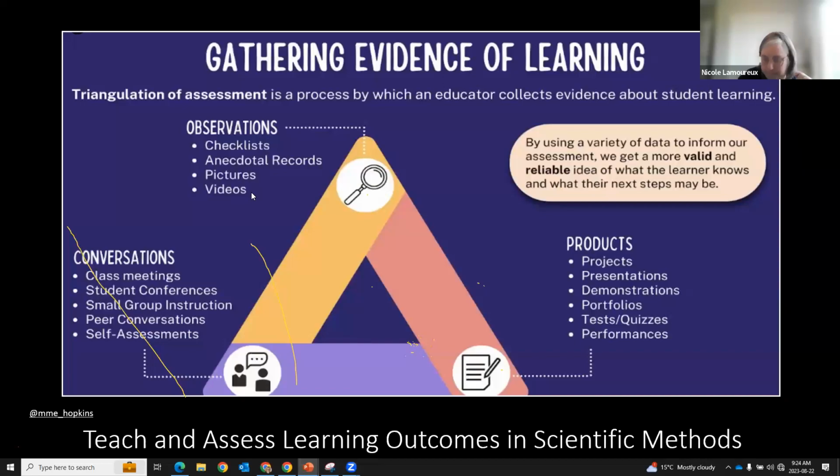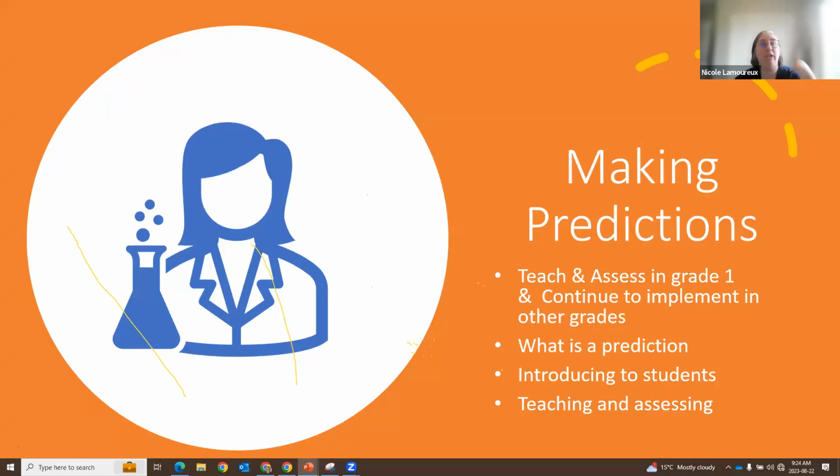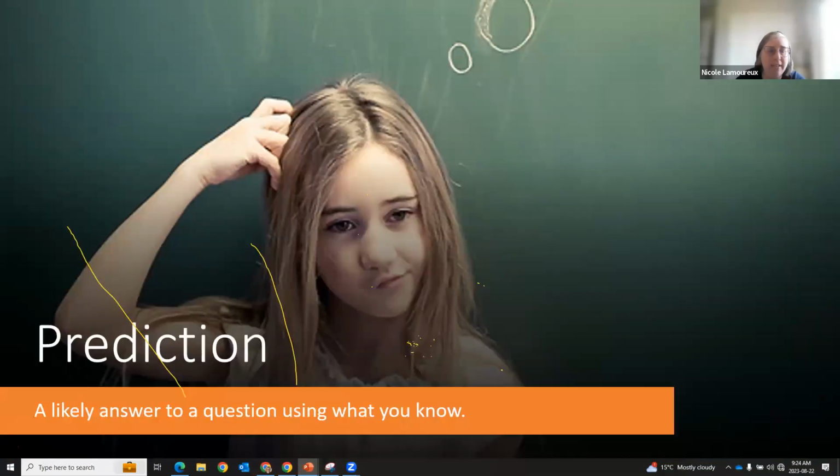All right. Okay, so now we're going to look at making predictions. We're going to talk about teaching and assessing that in grade 1 and how it continues to be implemented in other grades, so we're all aware of what a good prediction is, and introducing it to our students, and then teaching and assessing it. Okay, so from our curriculum, a prediction is a likely answer to a question using what you know, or your current understanding, if you think about what it says in grade 1.